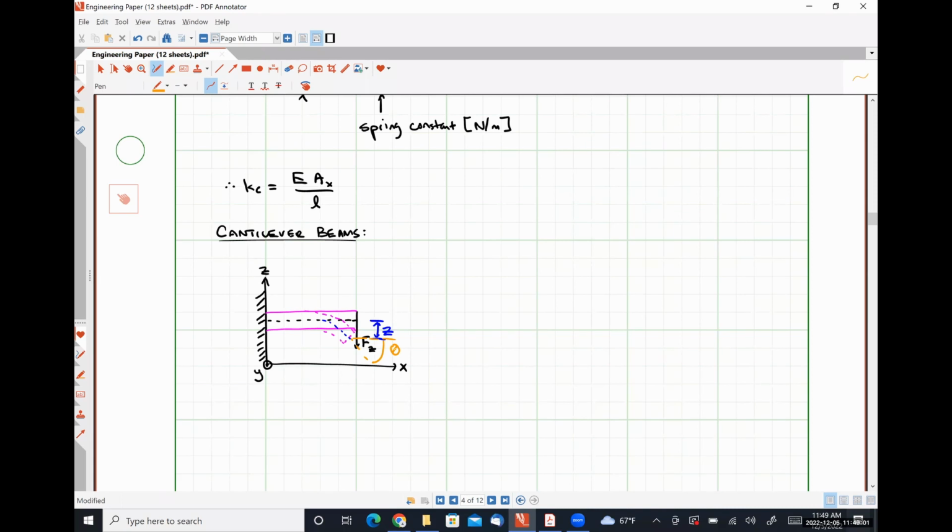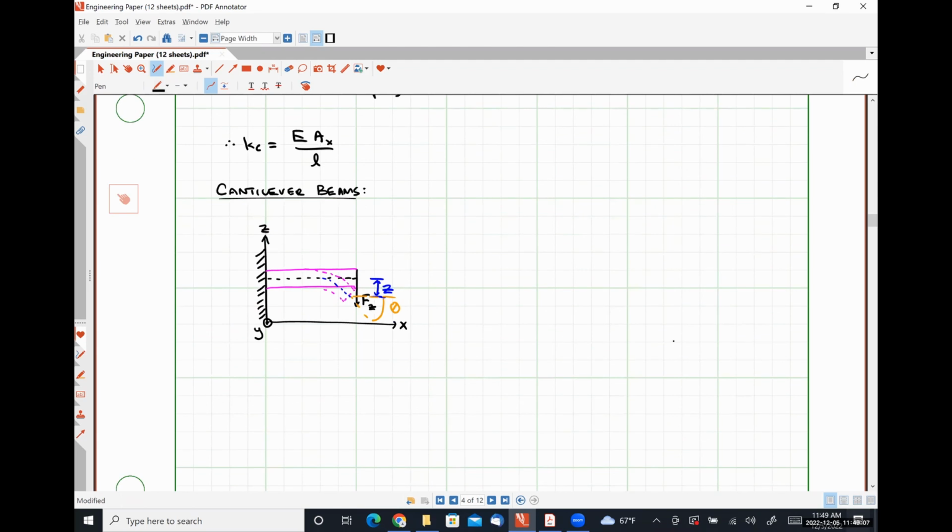For this particular system, the beam displacement is governed by a second order differential equation. E, Young's modulus, times I, the second moment of inertia, and I'll write this stuff down in a moment, multiplied by the second derivative of Z at some location X with respect to X is equal to M at X. So let's unpack some things here.